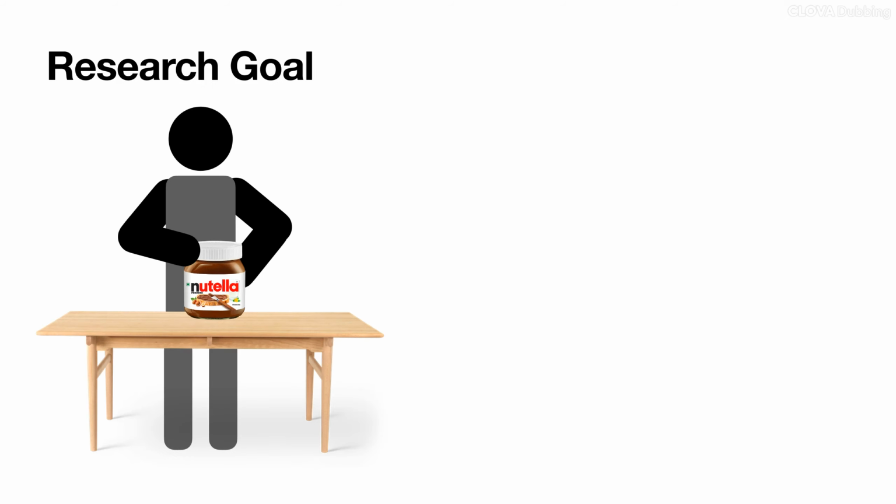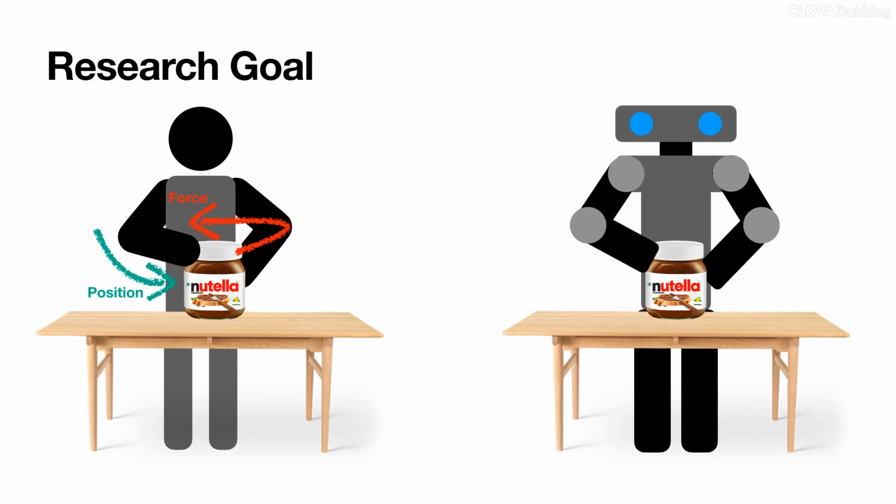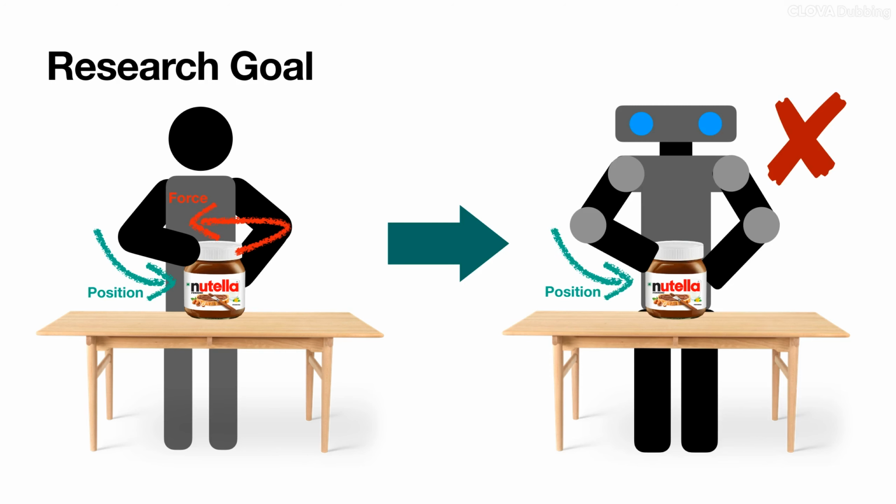Imagine that your task is to open a jar. To do this, you need to apply the force to the jar properly, synchronized with your hand motion. Now you want to teach a robot how to perform this task. In this case, only retargeting the motion would not be enough. To achieve the goal, a robot also needs to learn when and how to adapt its endpoint stiffness.